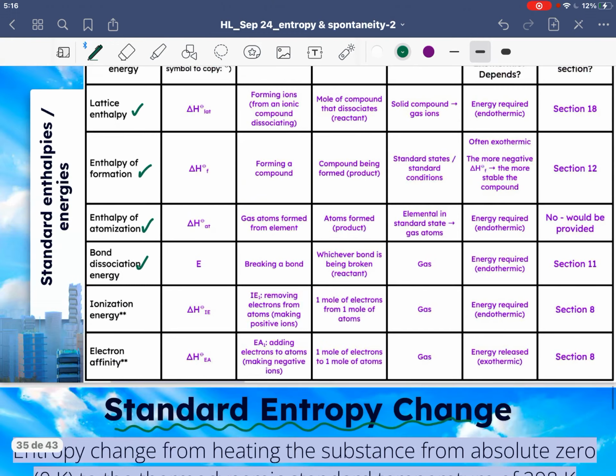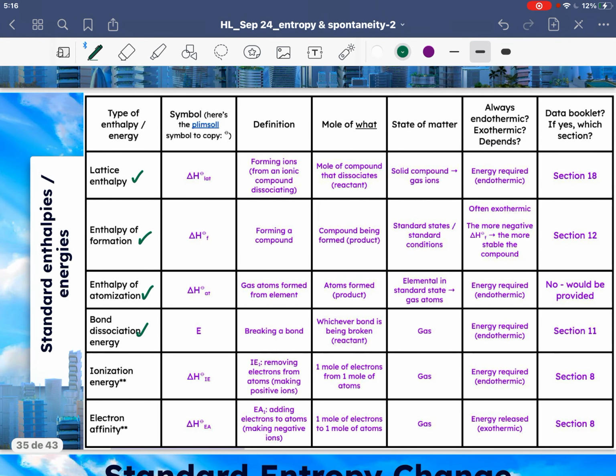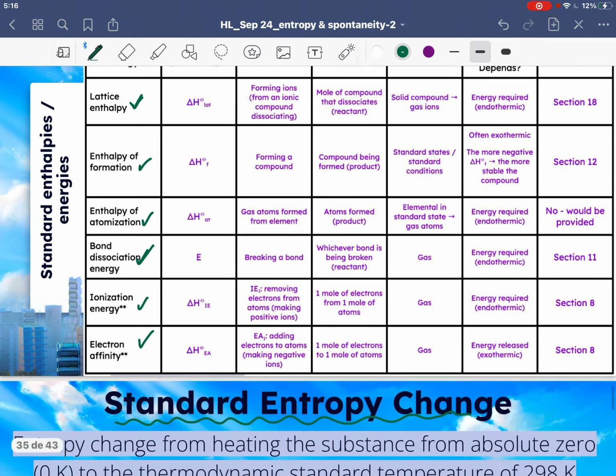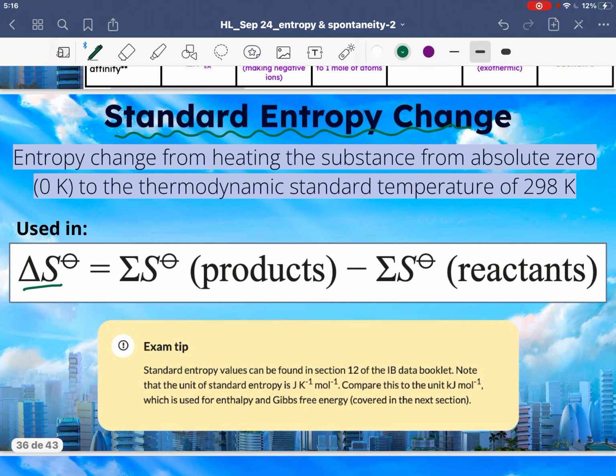All right, so we've already studied lots of different standard energies and enthalpies. We've looked at some of these in core time, and we've looked at bond dissociation. We've looked at some of these in HL time. So entropy change.